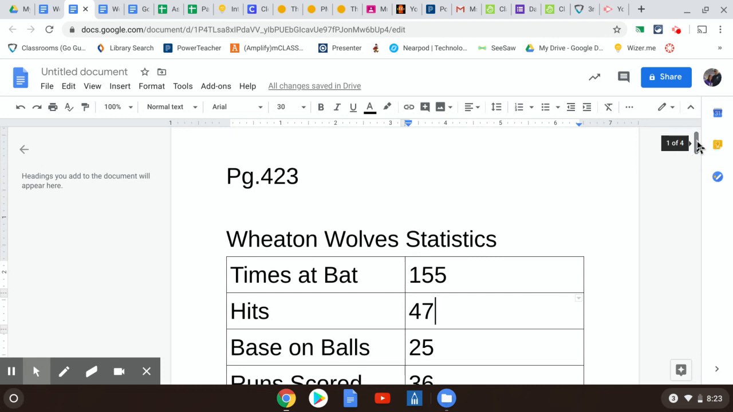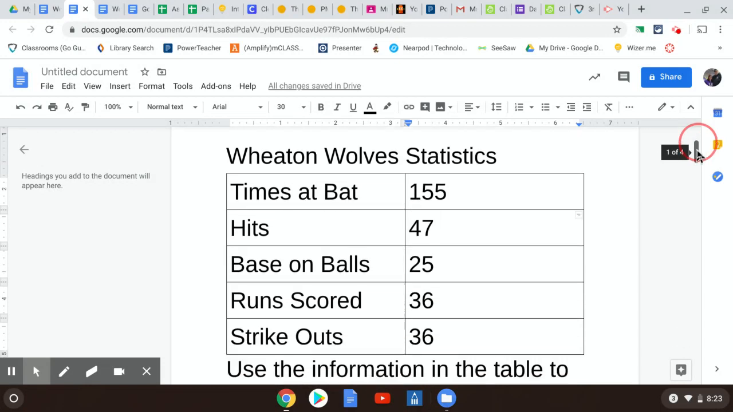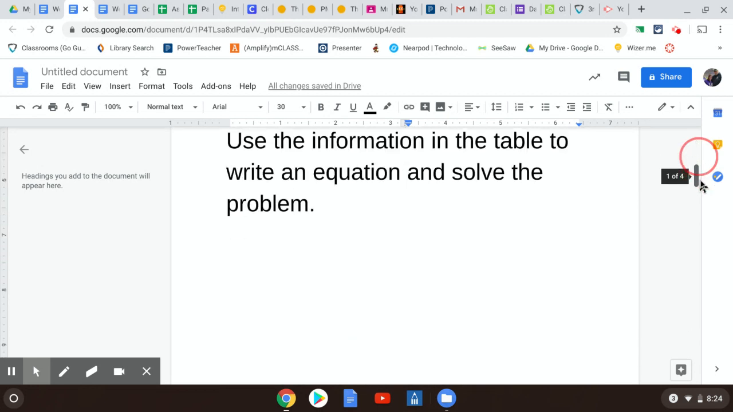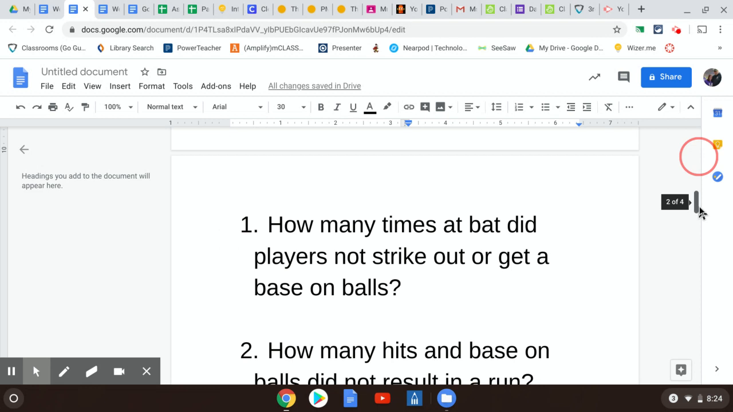So it says, actually I have to read the statement first. So I have the graph on my screen. I didn't type the statement up top, so I'll read that really fast. It says, Wheaton Wolves win Little League World Series Championship. The chart shows some statistics from the 6 games the team played. And then here is our chart. The directions say, use the information in the table to write an equation and solve the problem. So you'll have to use your book because I won't be able to show you the table.